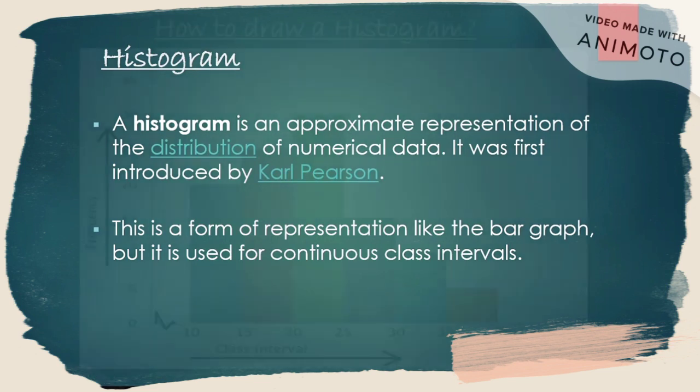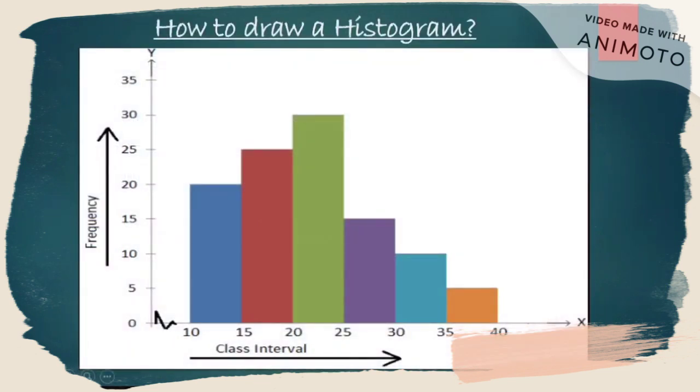Next slide, please. Yes. How to draw a histogram. As we know how to draw a bar graph, it will also be drawn like that. So we have two axes, x-axis as a horizontal line and y-axis as a vertical line. On the x-axis we have to draw class intervals, and on the y-axis we have to draw frequencies. So here is an example. Through an example I will explain how to draw. Next slide, please.